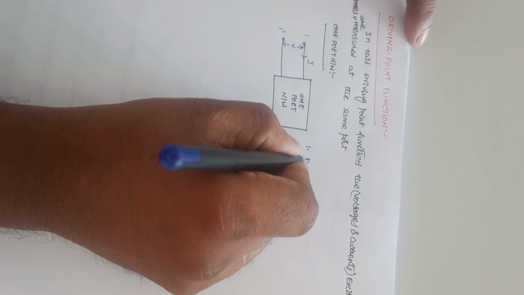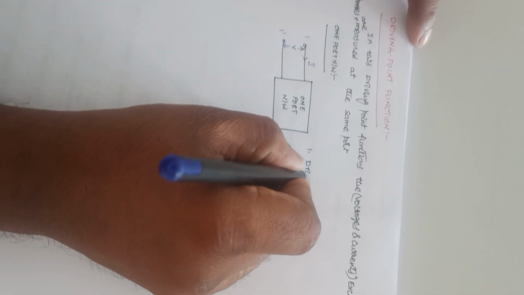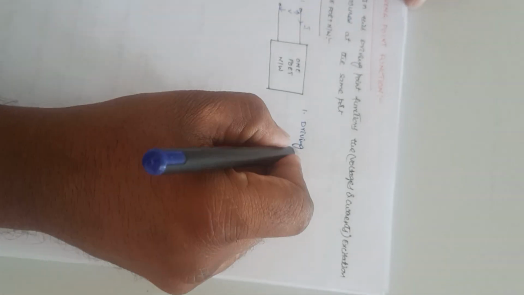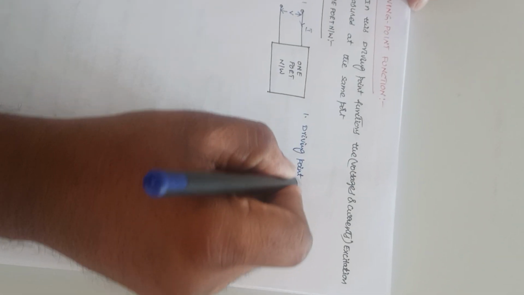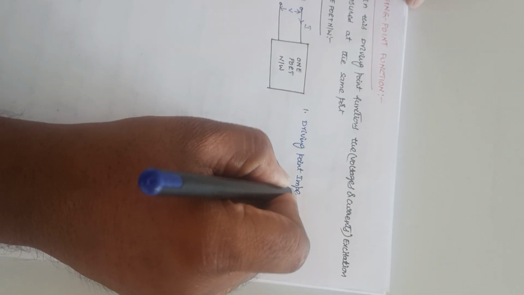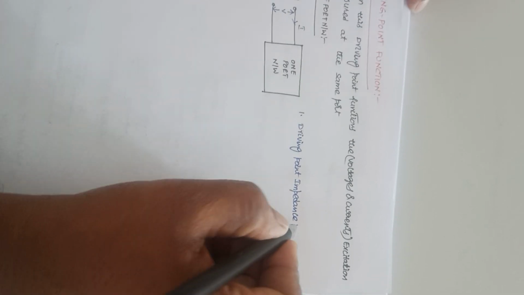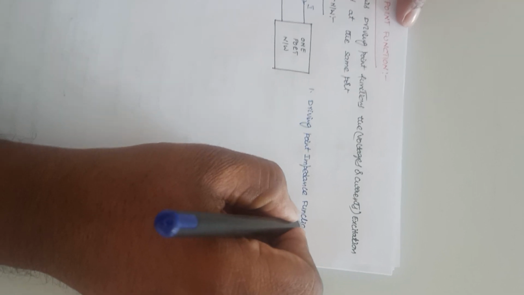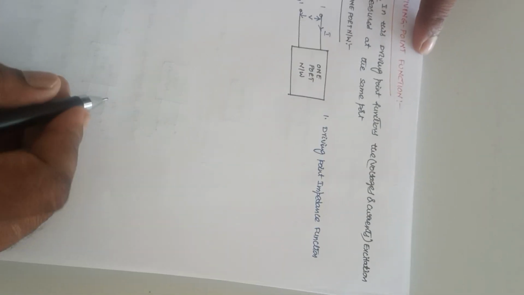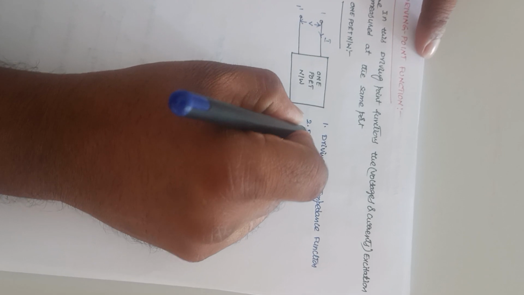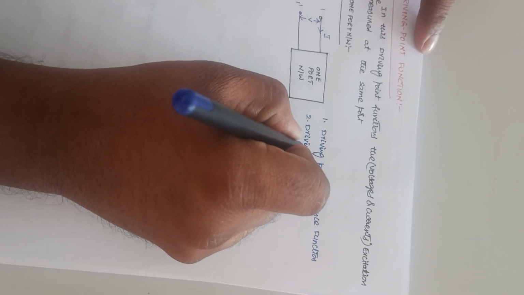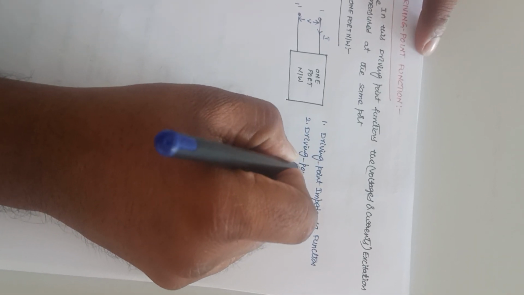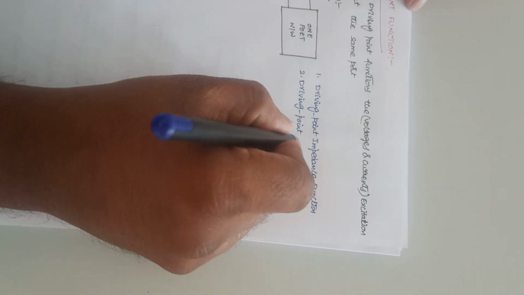Here the two driving point functions can be defined here. One is driving point impedance function. Second one is driving point admittance function.